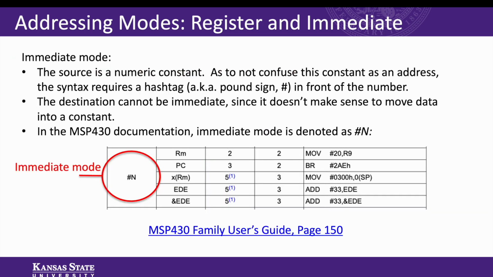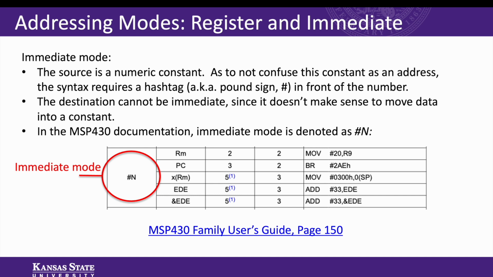All right. I want to now move into the immediate mode, which is the second addressing mode that we're covering in this video, the second of 2. In this mode, the source is a numeric constant. Now, we don't want to confuse the assembler, so we have to tell it whether this is a constant or an address. To indicate a constant, we precede that number with the hashtag, also known as the pound sign, in front of the number.